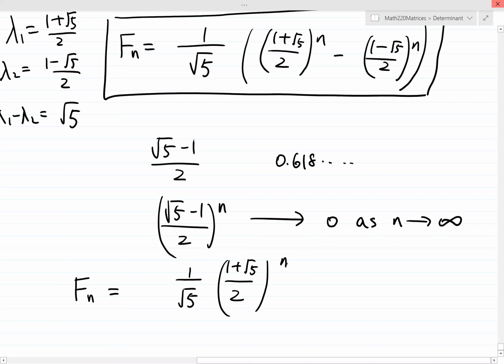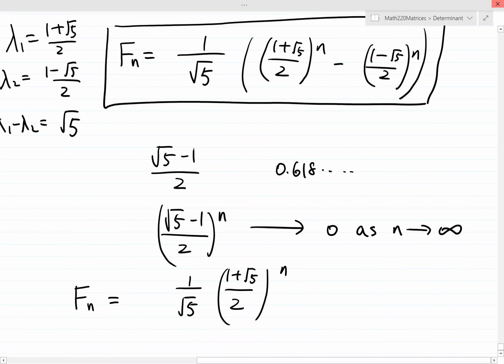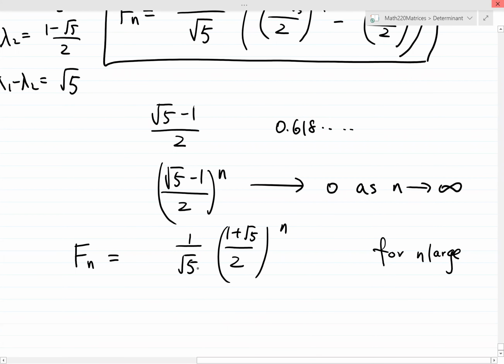Now it's not necessarily bigger or smaller. It depends on whether n is even or odd. If n is even, you can take either the floor function or the ceiling function, depending on whether n is even or odd. Okay, so this is for n large. For n large, this is the integer near this.